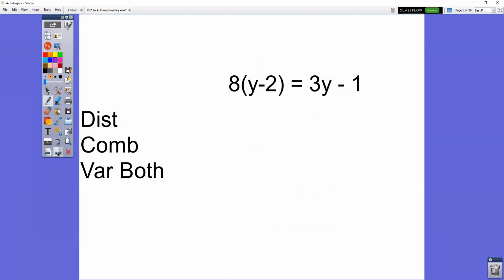Go ahead and try this next one, please. Again, you have to follow that order. Distributive property, combining like terms, variables on both sides, two-step, then one-step.